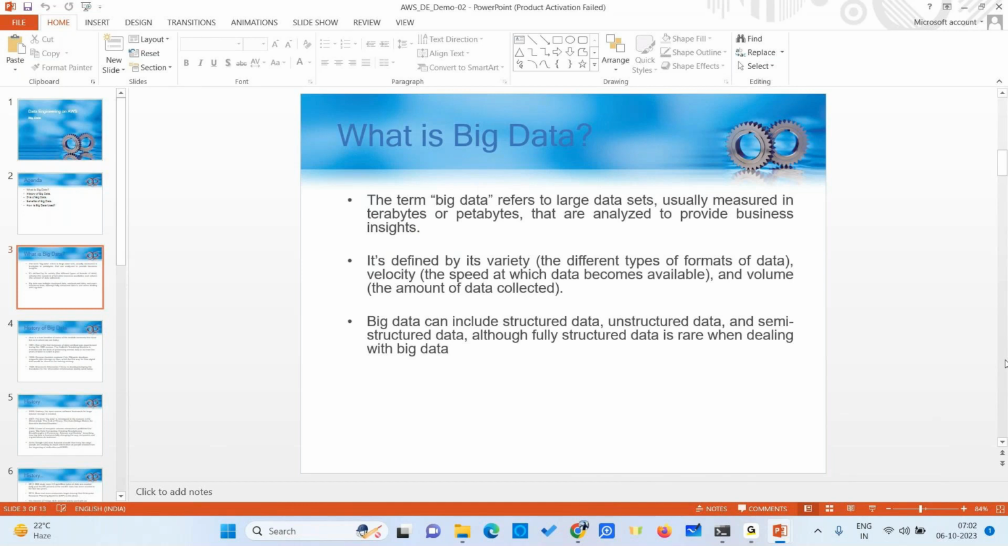And this big data can include different formats of data. The data may be structured, unstructured or semi-structured, and also different kinds of data formats. There are 5 V's, as I told you, there are 5 V's.